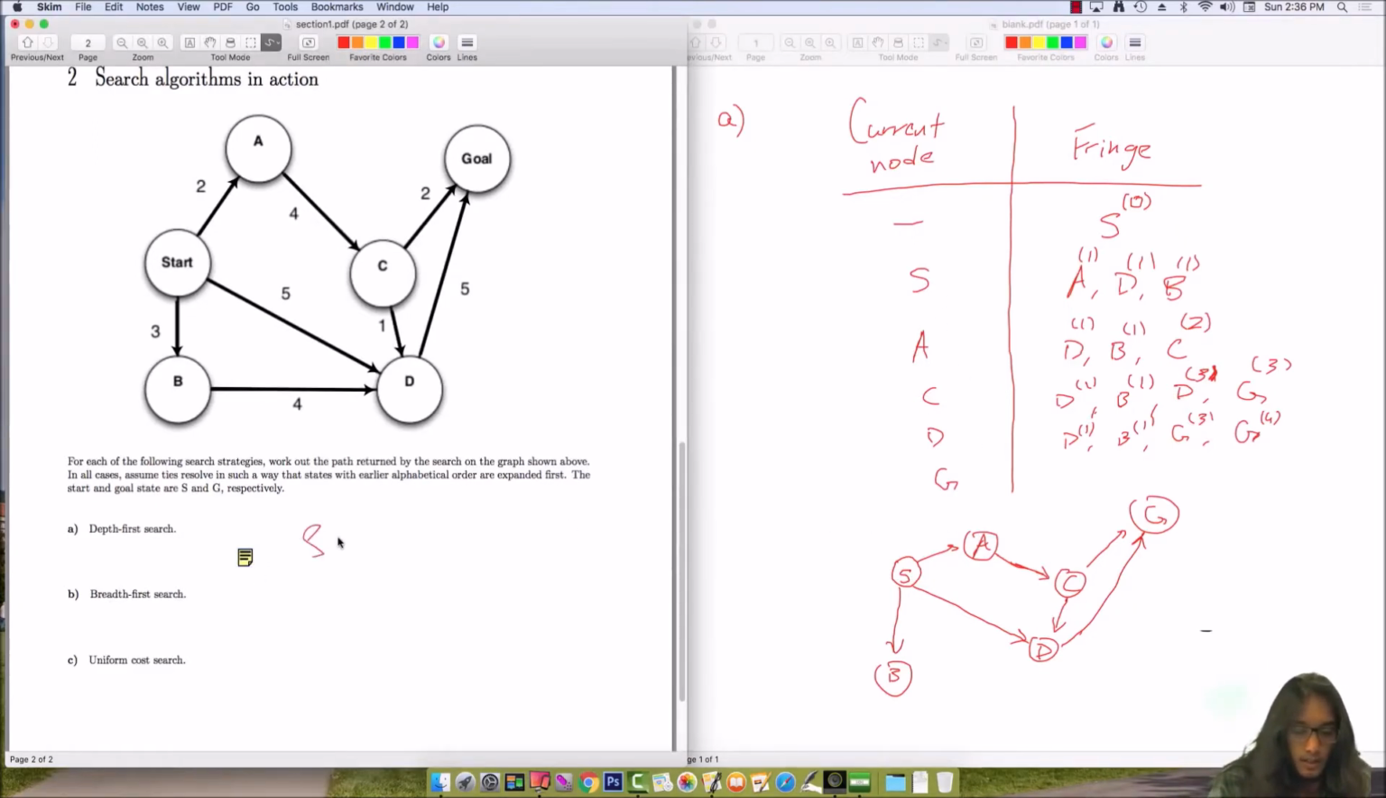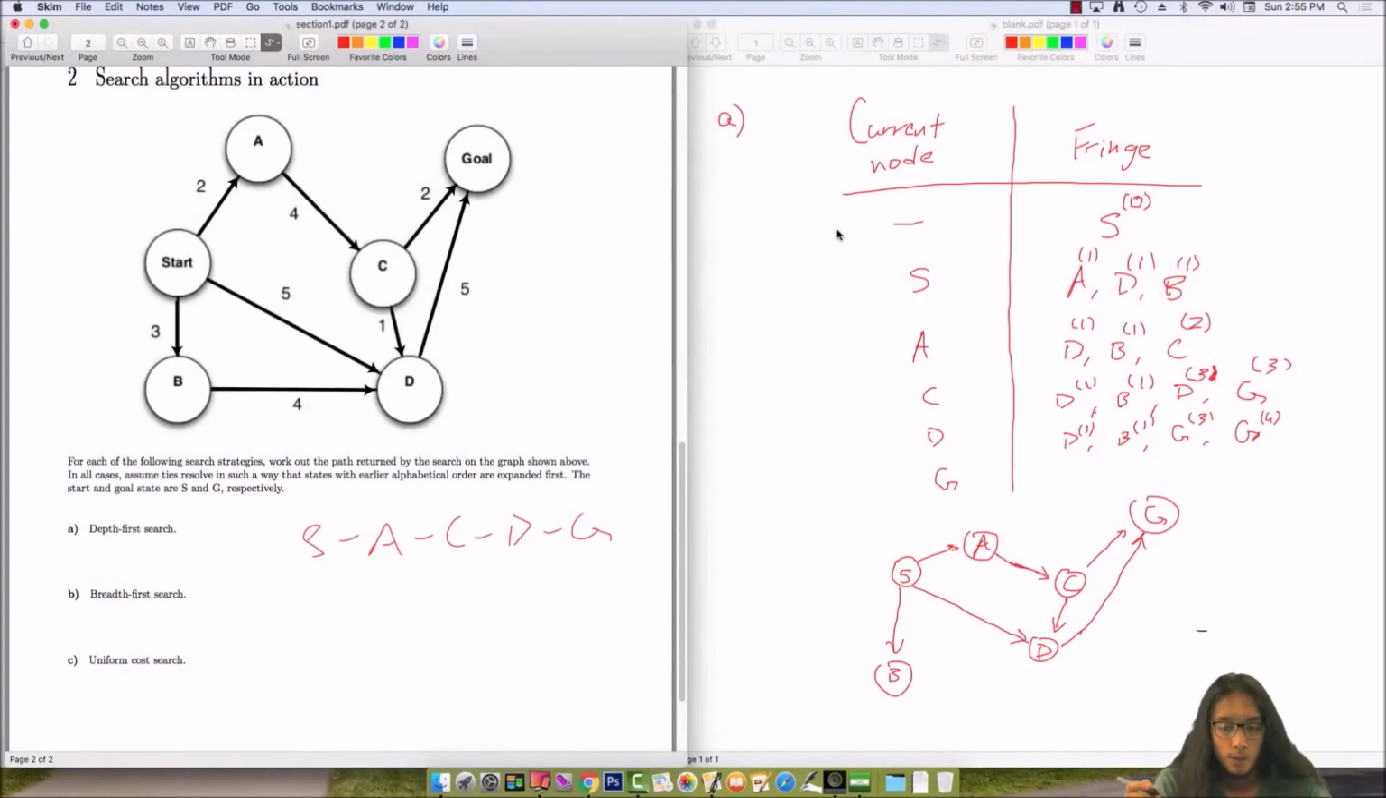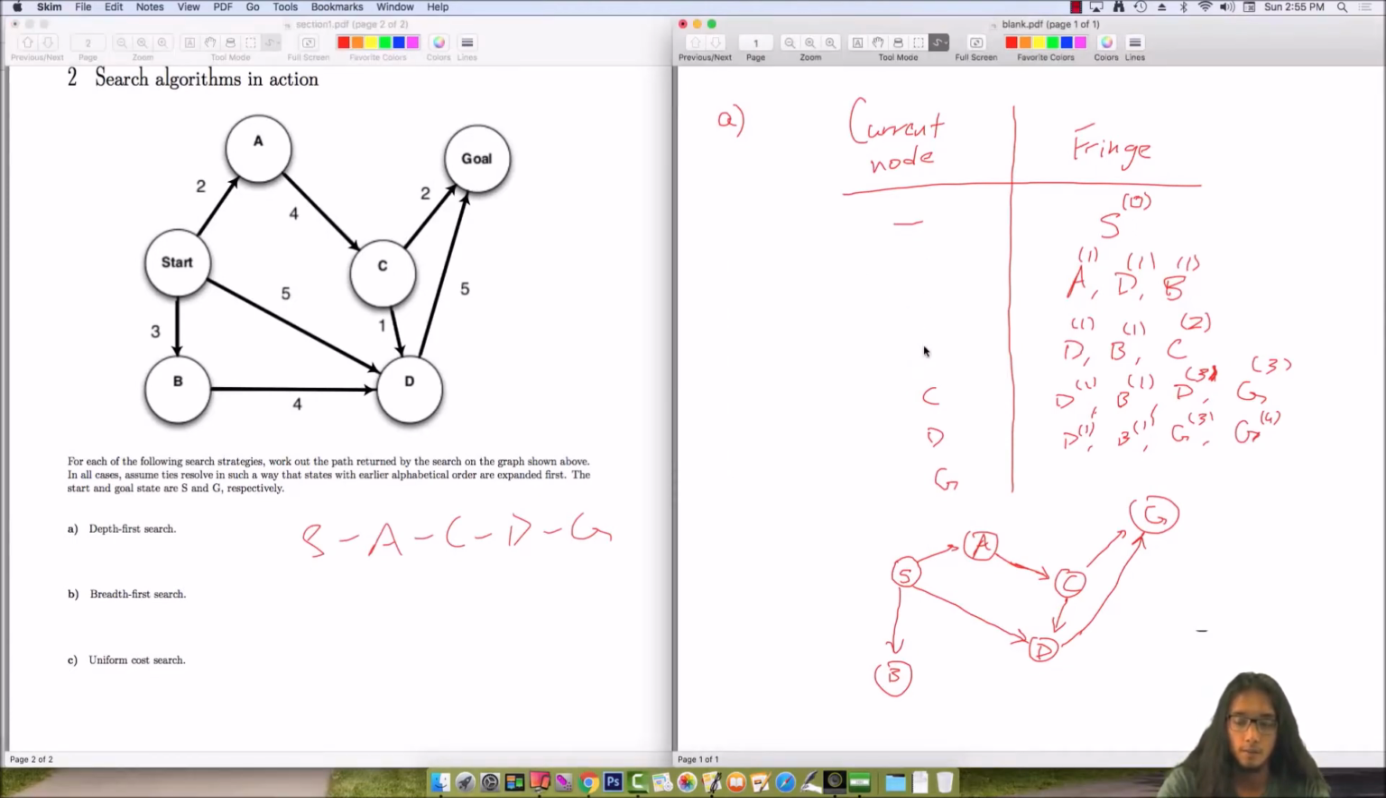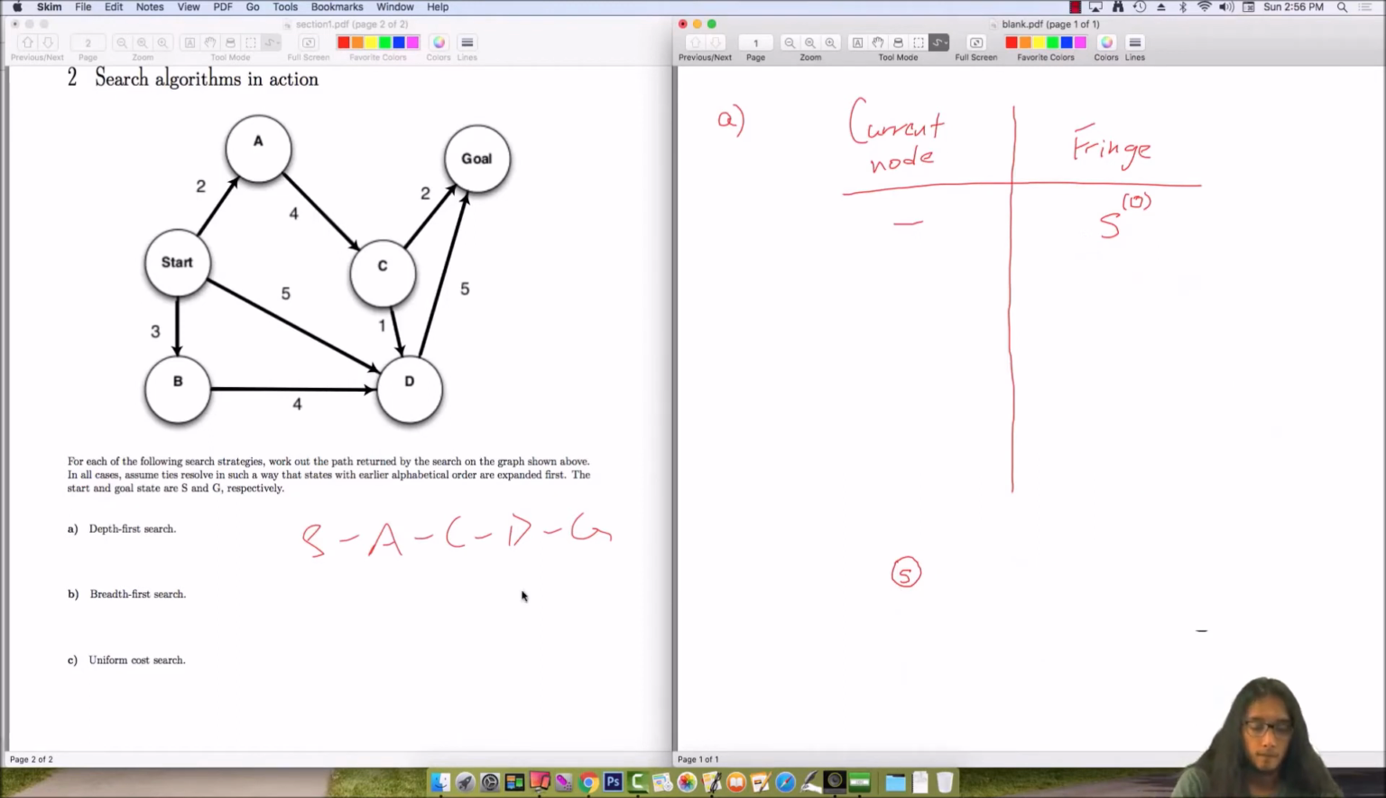So it's S, A, C, D, G. Let's write, okay, so that's S, A, C, D, G. And that's the answer to part A. Let's get started with part B then. The way we're going to approach this is very similar to part A. We're going to have the same kind of table over here. I'll just erase all the stuff from part A.